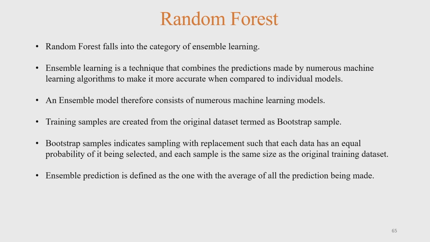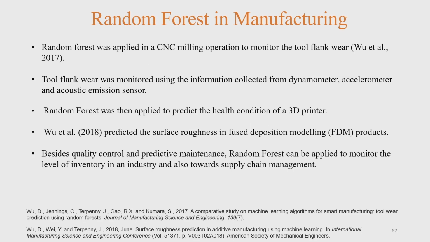An ensemble model therefore consists of numerous machine learning models. Training samples are created from the original data set, termed bootstrap samples. Bootstrap sampling means sampling with replacement, such that each data point has an equal probability of being selected, and each sample is the same size as the original training data set. Ensemble prediction is defined as the average of all the predictions made.